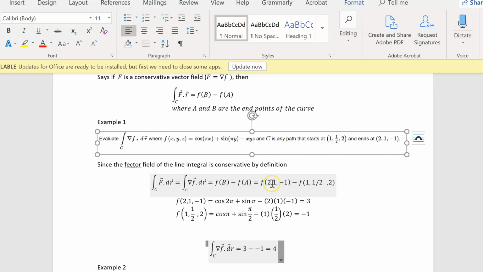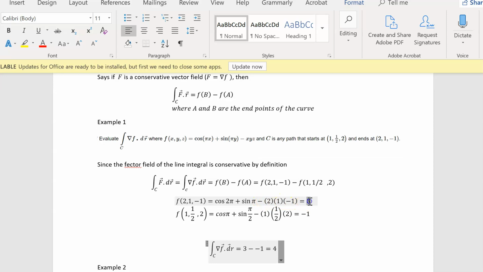what you need to do is go to the potential function and plug in x equals 2, y equals 1, and z equals -1. So if you plug in x equals 2, this becomes cosine 2 pi, and with y equals 1, you get sine pi. Cosine 2 pi minus sine pi minus xyz, which would be the product of the coordinates 2, 1, and -1. So in the end, cosine 2 pi is 1, sine pi is 0. So 1 plus 0, and you get minus 2 times -1, which is plus 2.